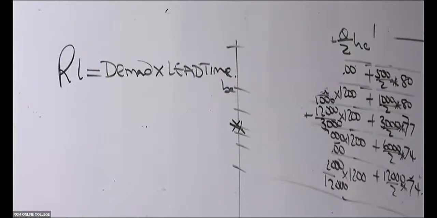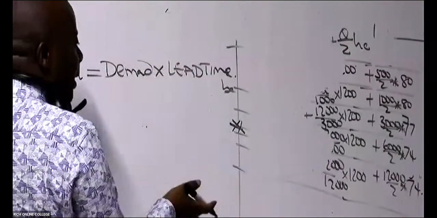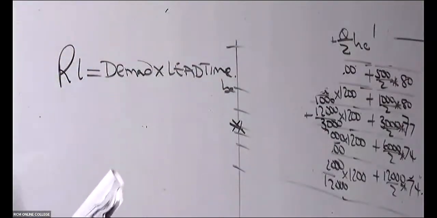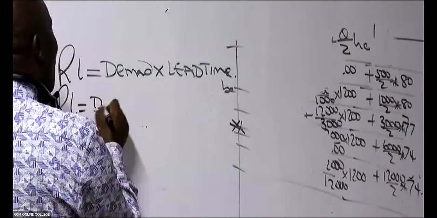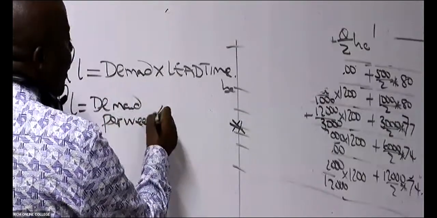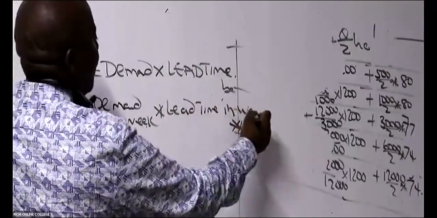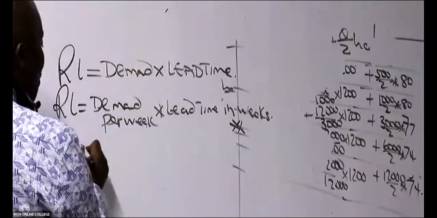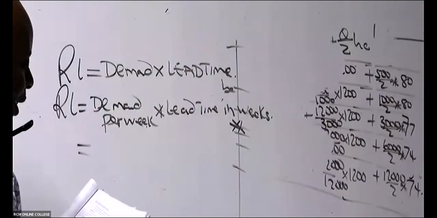Now, what you need to know is whether this lead time is in days, weeks, etc. Like the lead time we are given here, if you look at note number 6, the lead time is given as 3 weeks. So it means that this reorder level will be demand per week times lead time in weeks. So demand per week, has it been given? Yes, demand per week has been given.